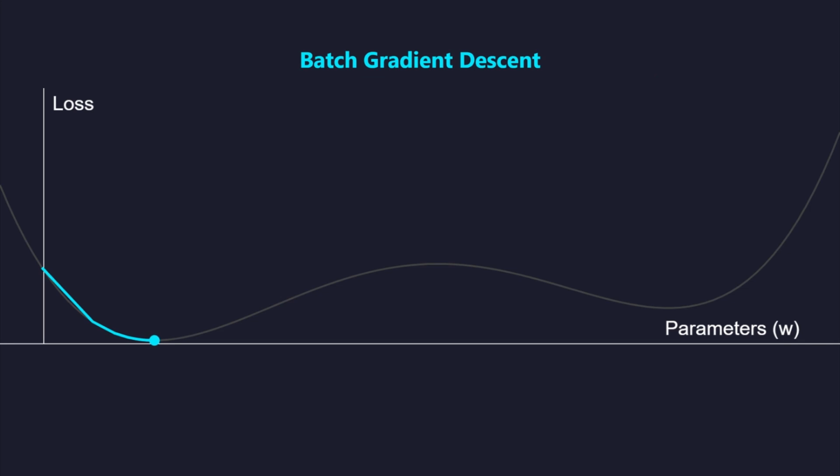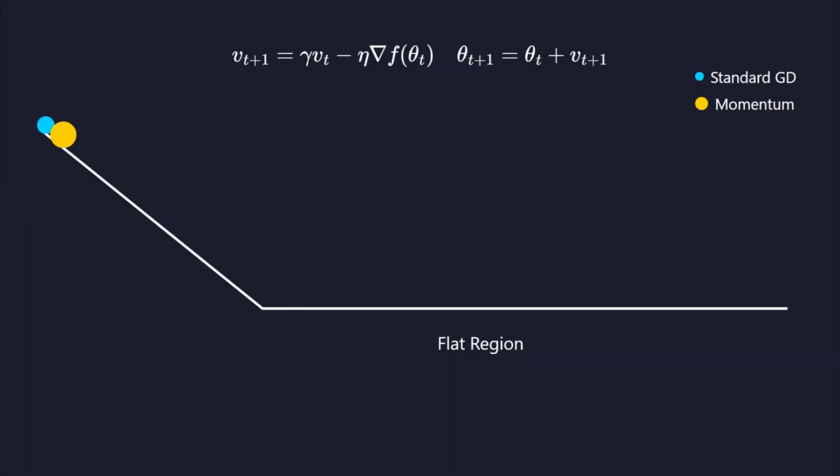Standard gradient descent uses the entire dataset for one update. Stochastic gradient descent uses a single random sample, introducing noise that helps escape local minima. Momentum optimization adds a fraction of the previous update to the current one. This simulates physical inertia, allowing the descent to accelerate through flat regions.